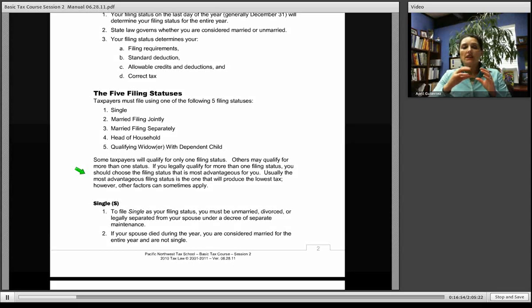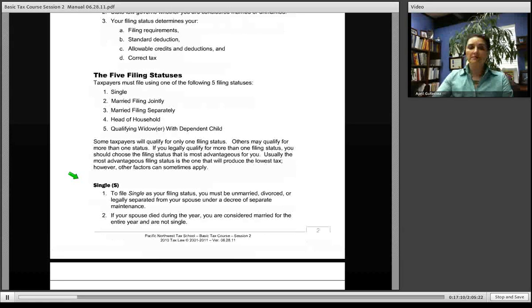So if you qualify for more than one filing status, you should usually take the filing status that gives you the best tax advantage. However, sometimes people will choose to take a filing status that does not give them the optimal tax situation for other reasons.